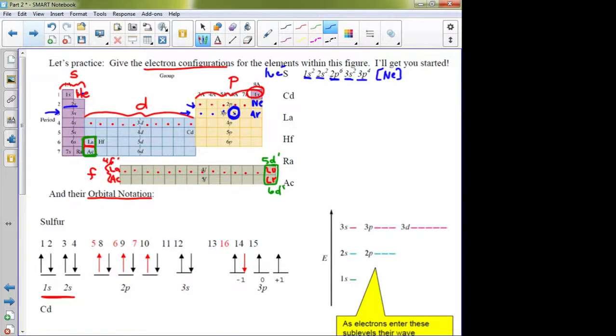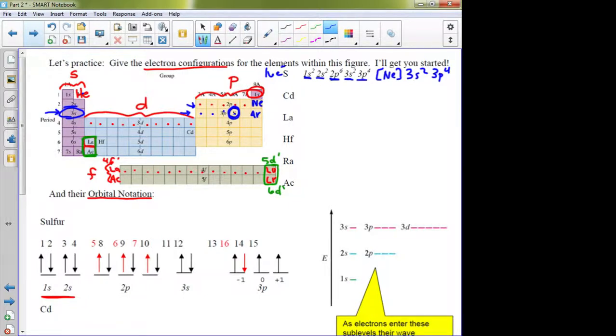So after neon comes 3s2, and then comes 3p4. Do you remember that? Okay. And most of the time on the AP exam, they're not going to specify which one they want. They'll let you do whichever one you want. So you can choose and say I'm good with either or.